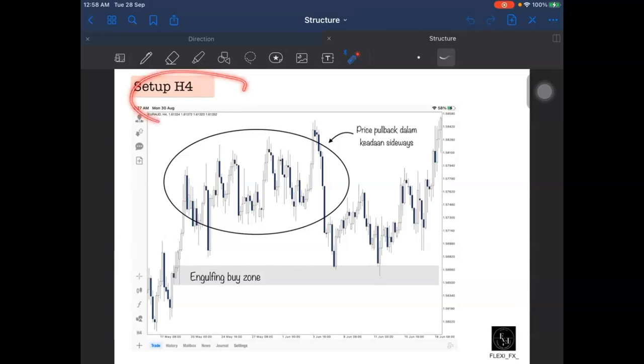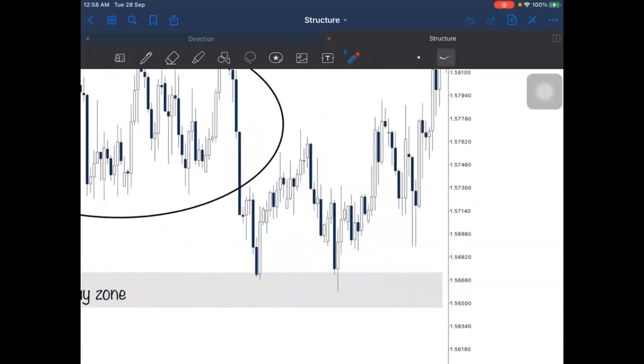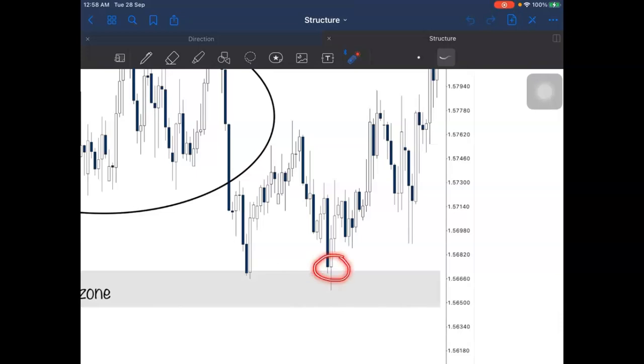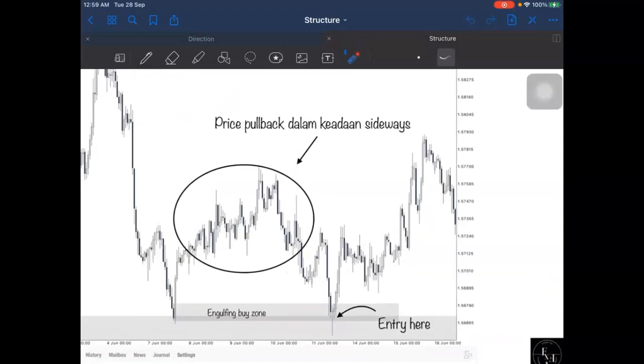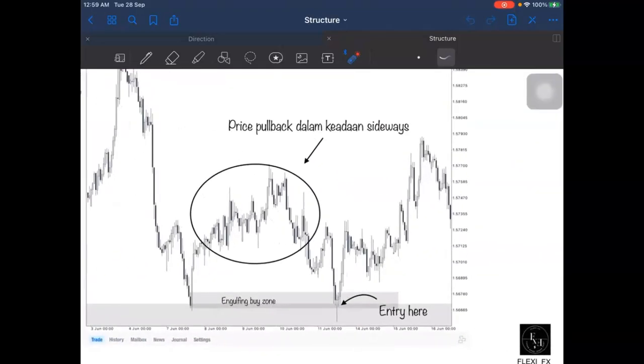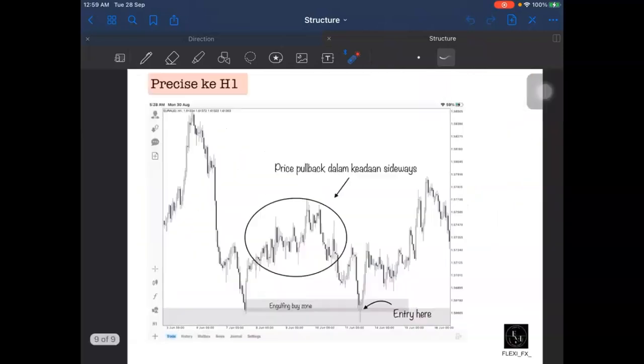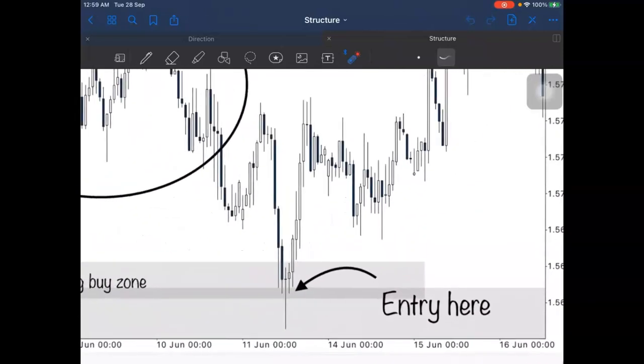Now let's see another example, setup H4. See, the structure is everywhere. See, engulfing buy, price pulls back by sideways, and it forms another engulfing buy over here, as you can see, engulfing buy, and it gives you a second chance. You see, engulfing buy, pulls back by sideways. Here, actually, in lower time frame we will have engulfing buy. Yeah, here, see, here we have engulfing buy, isn't it?